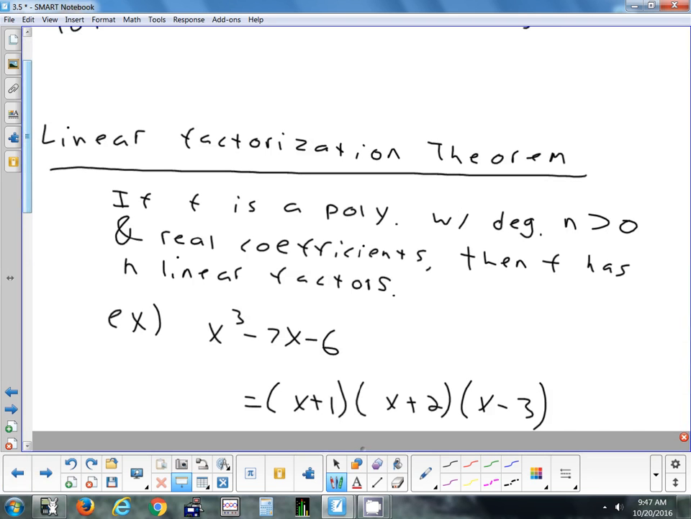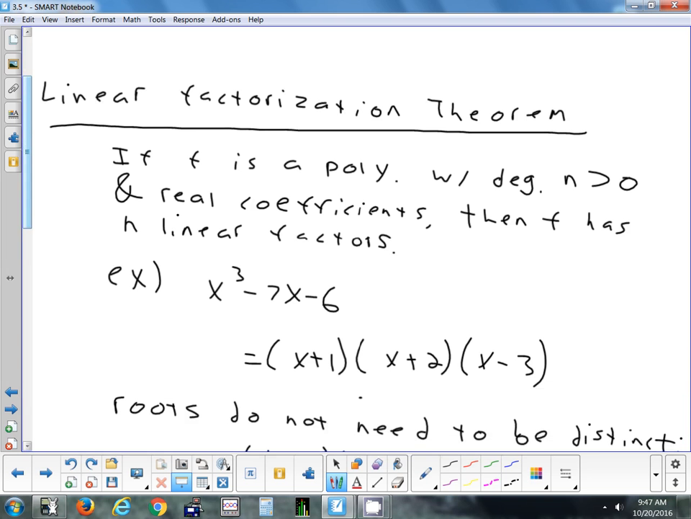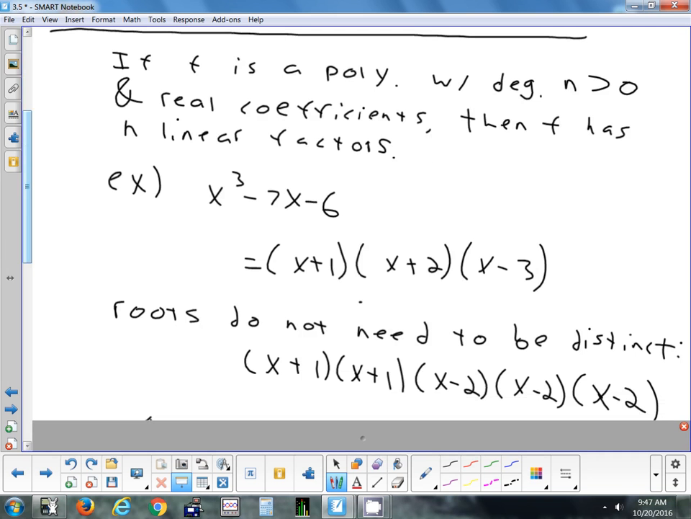Okay, and this theorem, the linear factorization theorem, all that basically says is that whatever the degree is, that's how many factors you have. So for example, if I gave you a cubic, you can factor it as 3 things. In this case, that's what it actually factors as: x plus 1, x plus 2, x minus 3. Okay, if I have, for example, a degree 5 polynomial, it could factor like this.